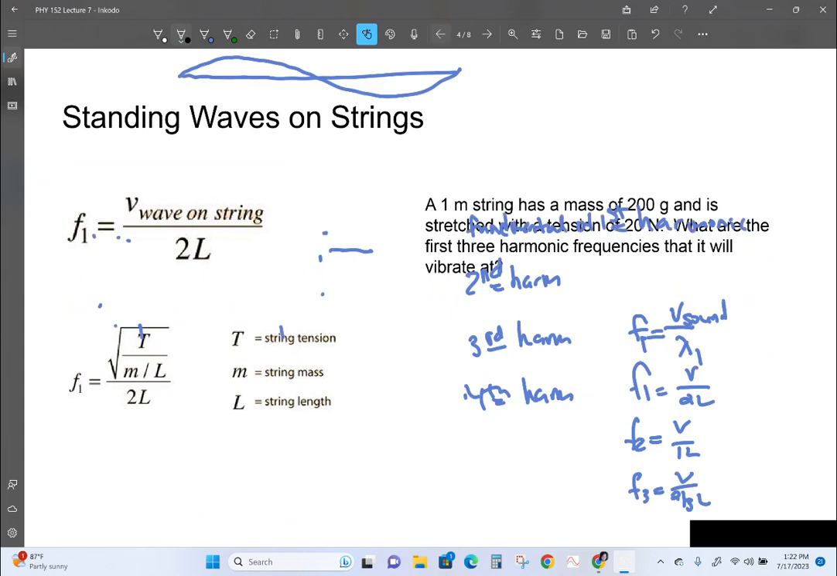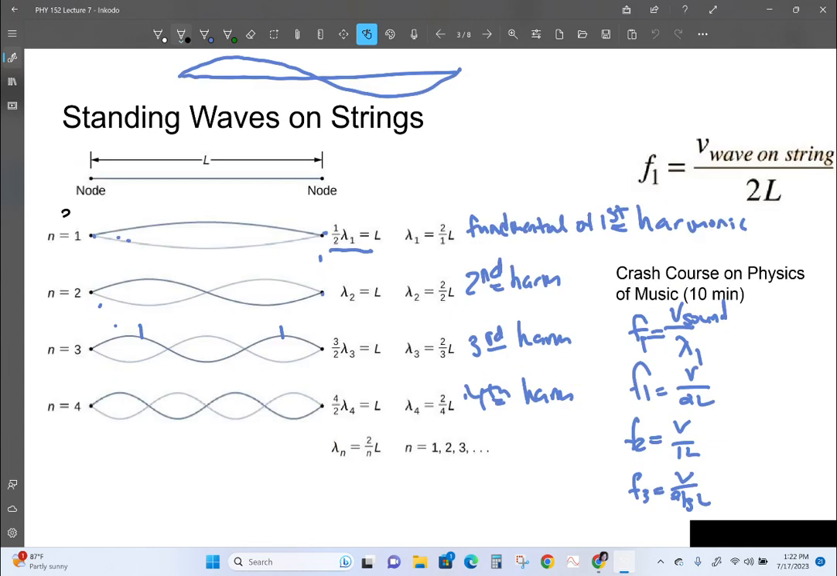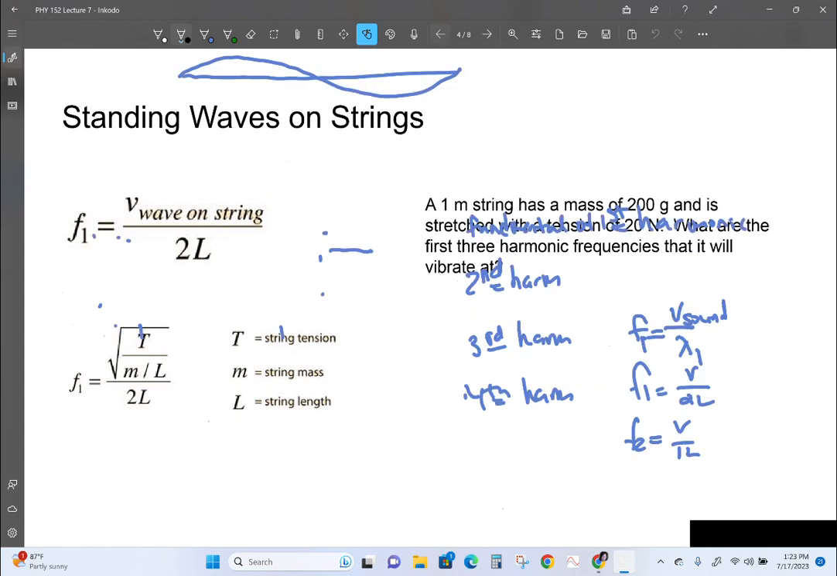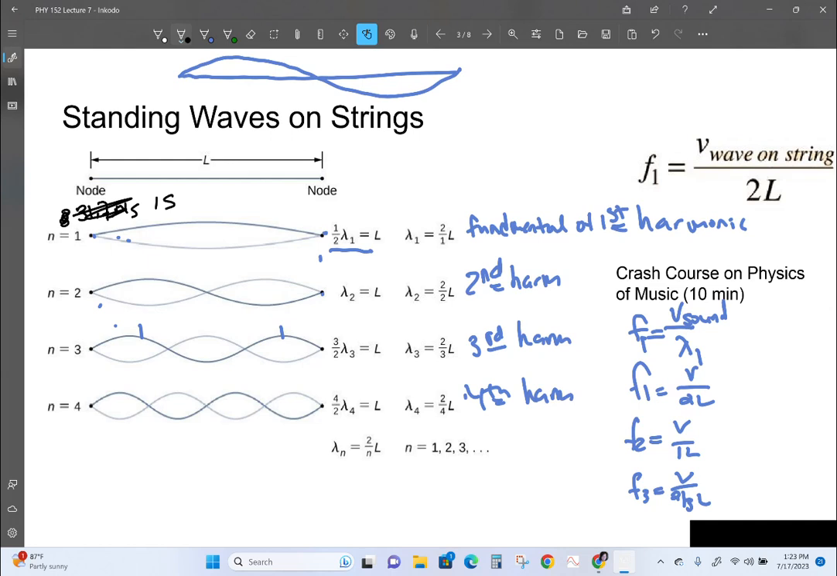So if we go back to our original picture here, this one would be, I'm sorry, 15.9 and 31.7. My bad. 15.9 hertz, 31.7 hertz. And then the third one would be 95.1 hertz. And the fourth one would be 4 times 15.9, whatever that is, right? All right.